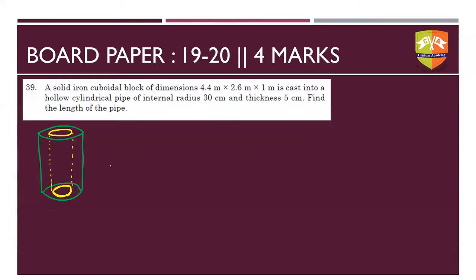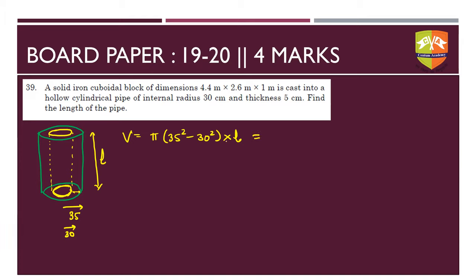Anyways, what is given, guys? This is what we found out. This is not known, let's say L. But what all are given? This outer radius is 30 plus thickness. Thickness is 5 only, no? Thickness is 5, so this will be 35. And inner radius is 30. Right? Inner radius is 30 and outer radius is 35. So what is the volume of the cylinder? The volume will be nothing but pi into 35 square minus 30 square into L. This is the volume of the pipe.